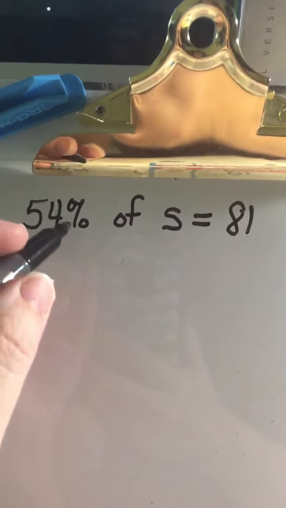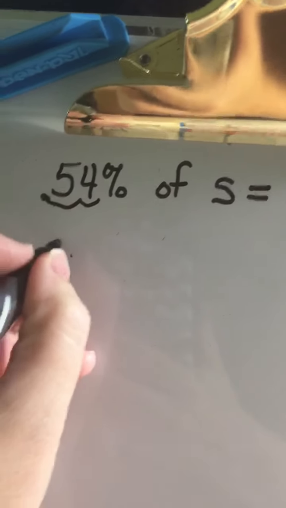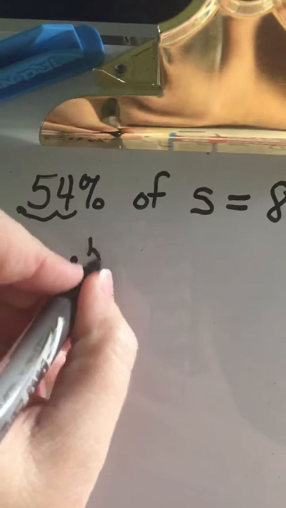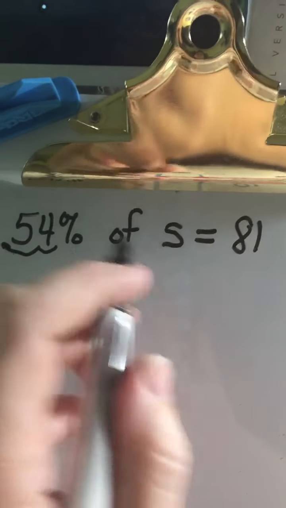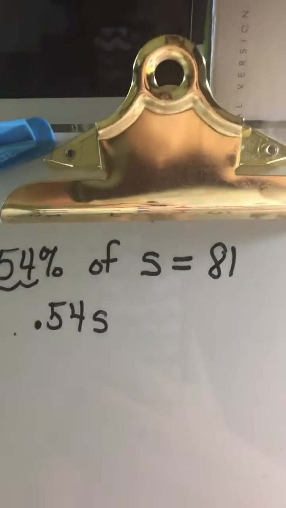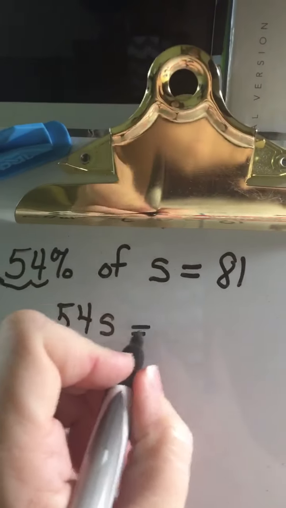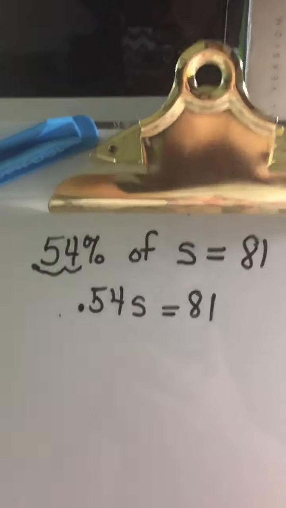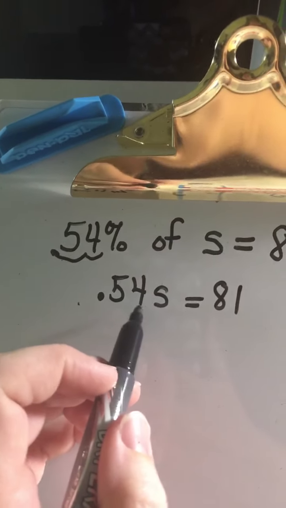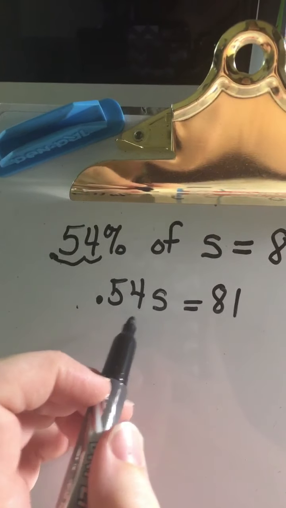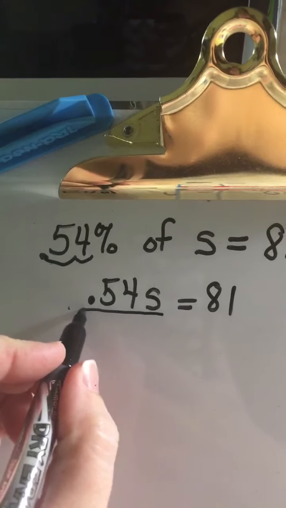We have 54%. Let's change that percent to a decimal. Move it over to the left. So you should have 0.54. The word of means to times an S. So we're just going to put that variable right there, right next to the 0.54. And that equals 81. Okay? Now since we're multiplying, and now we want to get rid of this 0.54, we're going to do the opposite. So we're going to divide.